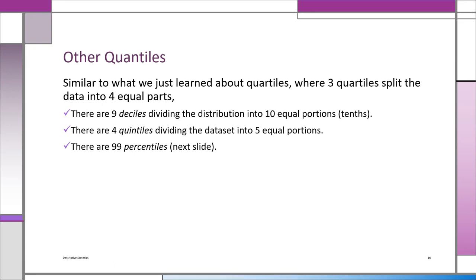Percentiles is going to be the next slide. You need 99 cuts. Imagine it's a long chocolate bar, and you need 99 cuts, and guess what? You have 100 equal pieces.